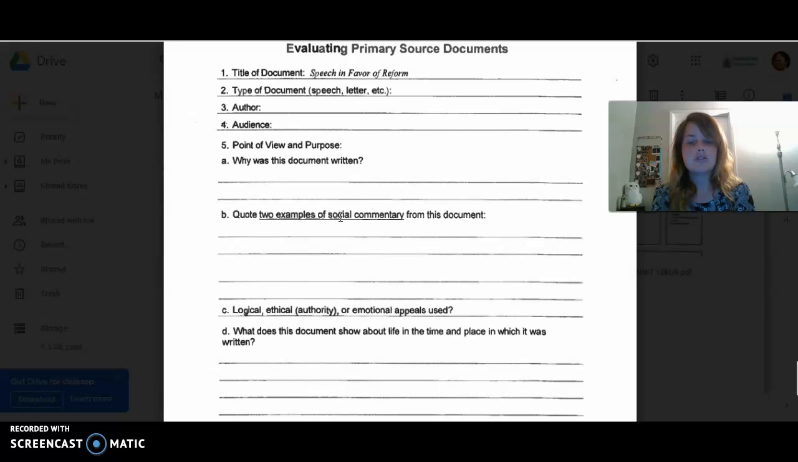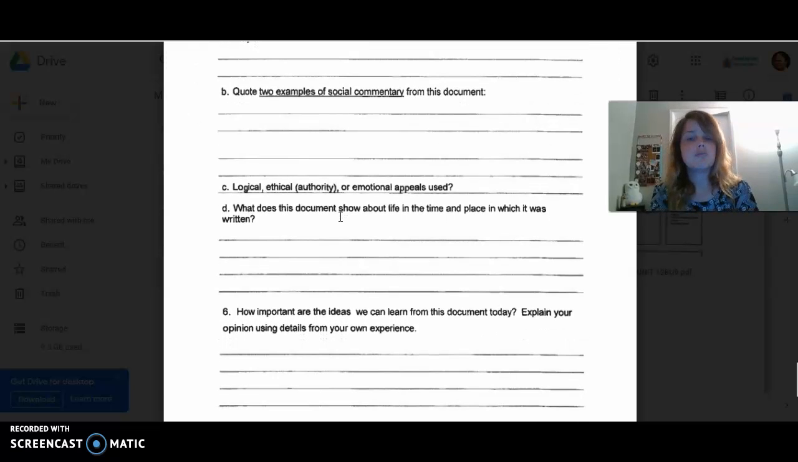Give 2 examples of social commentary from this document. So where are they commenting on what society is like at the time, if they agree or disagree with what's going on in society as a whole group of people. Logical, ethical, or emotional appeals used. I use the terms ethos, logos, and pathos. Logos, numbers, facts, statistics. Pathos, pulling the heartstrings, that's the emotion side. And then ethos is the credibility. So if they say, you trust God, you should trust me, right? You trust the queen, you should trust me. That's what the authority is.